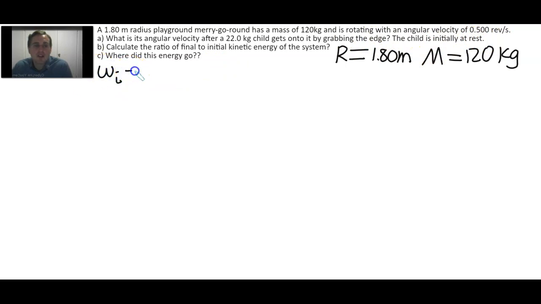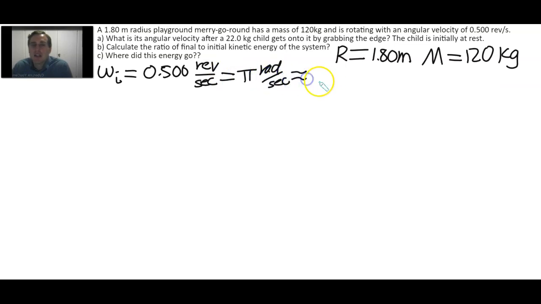That's omega initial is 0.500 revolutions per second. Now I could multiply by a conversion factor that 2 pi radians is 1 revolution, but that's going to be 2 pi times a half. So that should be exactly pi radians per second, which is approximately 3.14 radians per second for the angular velocity. Okay, so that's rounded to 3 significant digits. What is the angular velocity?